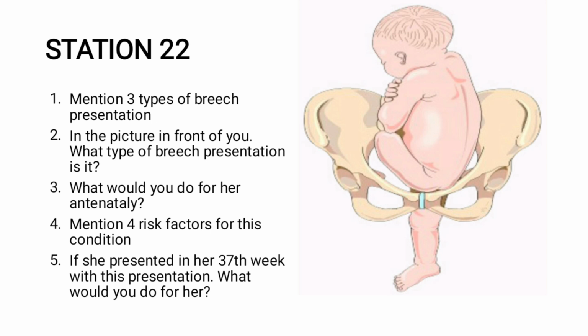So, here are the following questions. Question one is a case study. Question one is saying, mention three types of breech presentation. Then, in the picture in front of you, what type of breech presentation is it? Then, what would you do antenatally? Then, mention four risk factors for this condition. Then five, if she presented in her 37th week with this presentation, what would you do for her? Okay, so those are the questions we have been given.